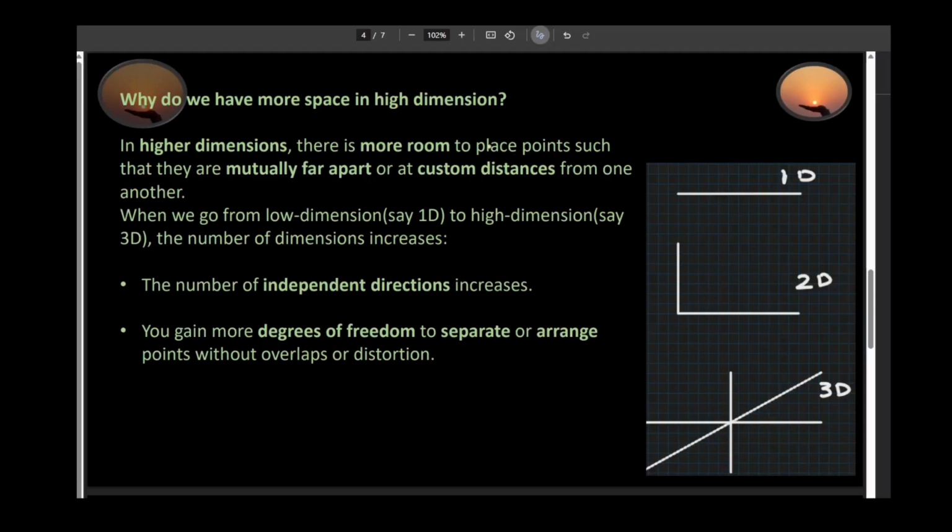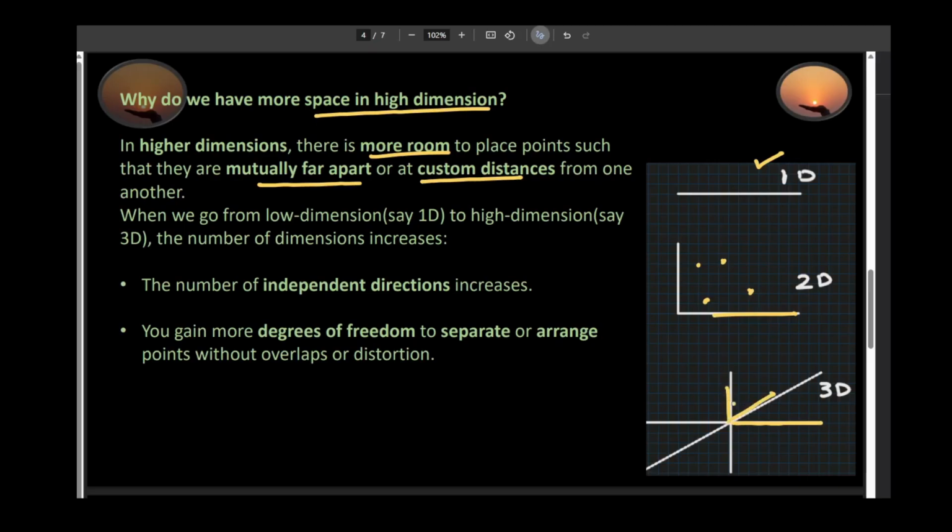So why do we have more space in high dimension? Well, in high dimension, there is more room to place points such that they are mutually very far apart from each other, and you can also place them at a custom distance from one another. So for example, let's look at this one-dimensional point right here. Here, I can only put points along only one axis, one dimension. On the other hand, in two dimensions, I can put the point on this axis, I can put it over here, over here, over here, any one of these places. On the other hand, in three-dimensional space, I have three degrees of freedom. This one, and this one.